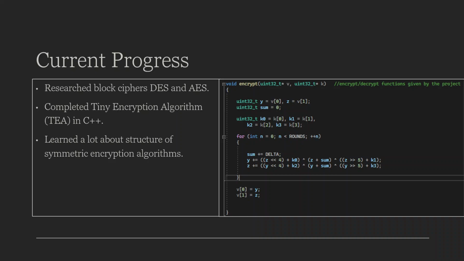So the Tiny Encryption Algorithm is very similar to DES and AES because it's another type of block cipher, and it was really helpful to learn how to program a block cipher in C++. C sharp and C++ are very similar, and the Tiny Encryption Algorithm works very similarly to DES. They both use a Feistel function for their encryption and decryption process. So it was really interesting to be able to program that.